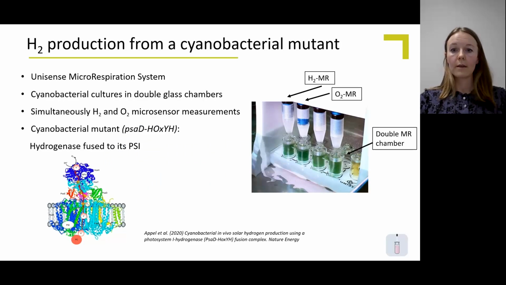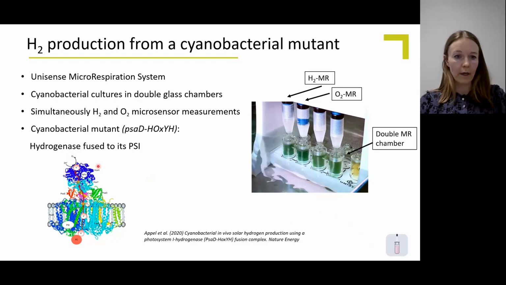The first example here is about hydrogen production from a cyanobacterial mutant. This study uses the microrespiration system to look at the hydrogen production. The authors here used the double chambers, so they inserted a hydrogen sensor and an oxygen sensor into the same sample here. And then they could measure the hydrogen production and at the same time look at the respiration rate from the bacteria.